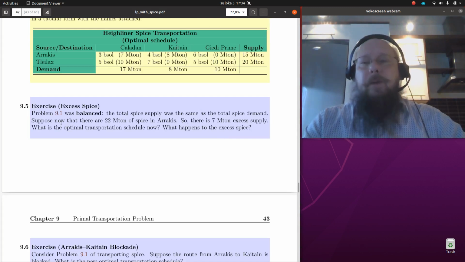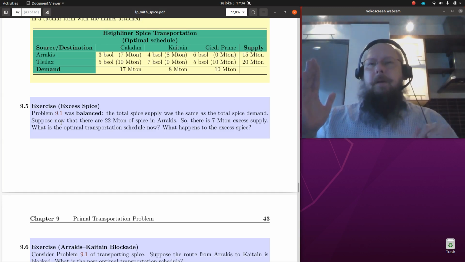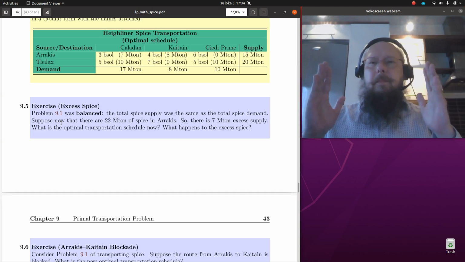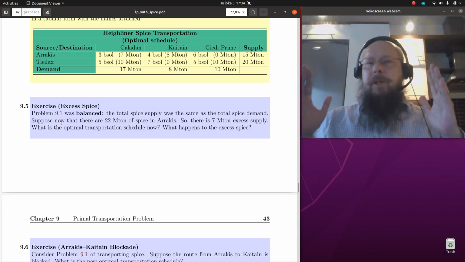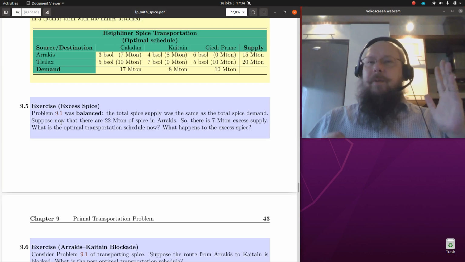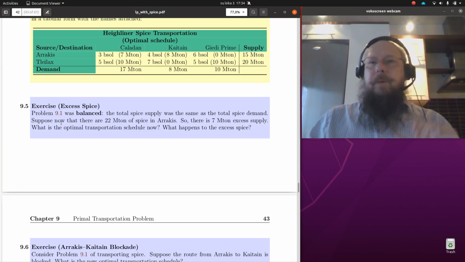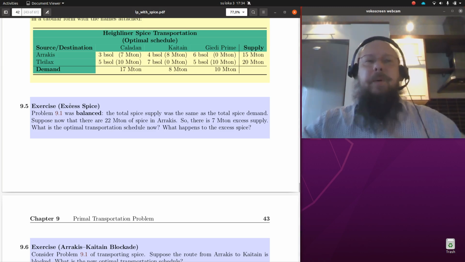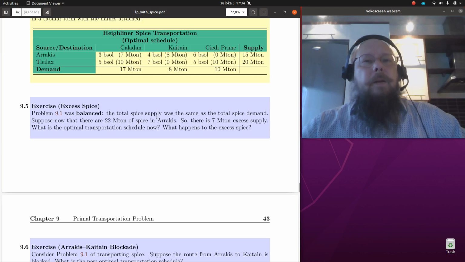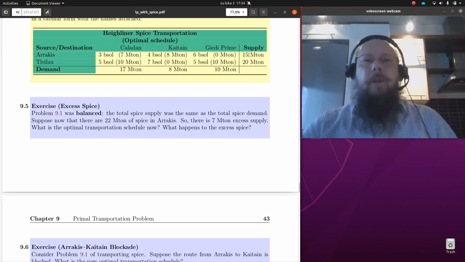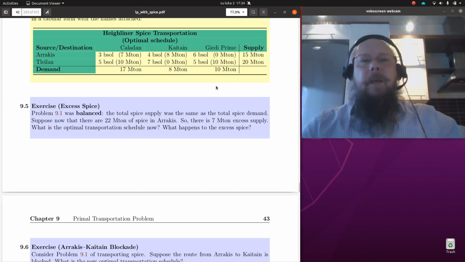And now the question is, what happens in an imbalanced problem? Of course, if the demand is bigger than the supply, the problem has no solution. How can you meet the demands if you don't have enough supply? This is clear. But there could be excess supply. This is called excess spice. Suppose now that there are actually 22 megatons of spice in Arrakis. So this 15 is turned into 22, so there is 7 megatons of excess supply.